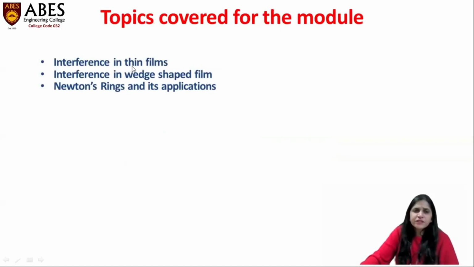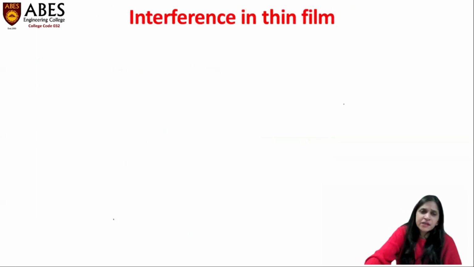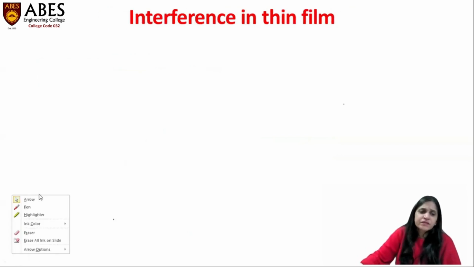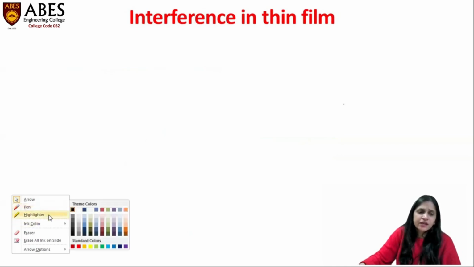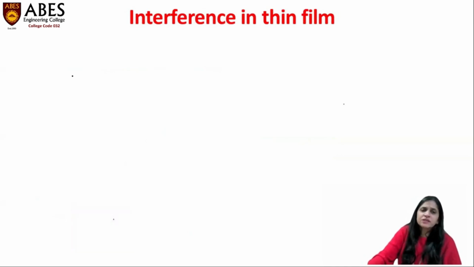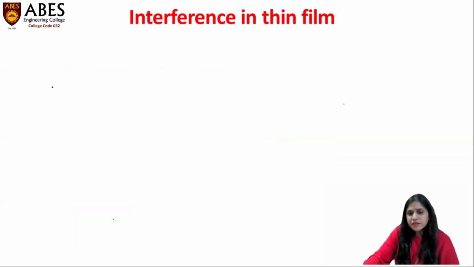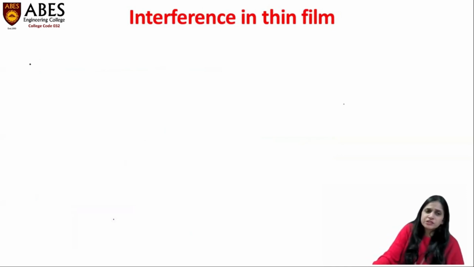Before we talk about interference in wedge shape film, in the last lecture we derived the condition of maxima and minima for interference in thin film, and we were just discussing the reflected and transmitted light. We discussed the reflected light. Now here we are going to discuss the transmitted light too in a very short manner, and we will see how they are complementary to each other.